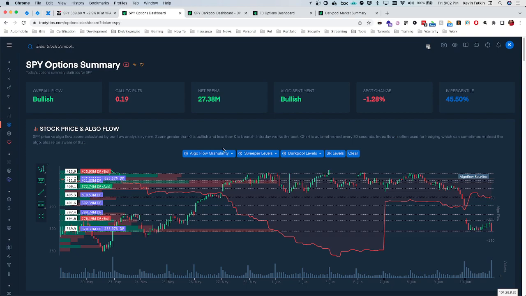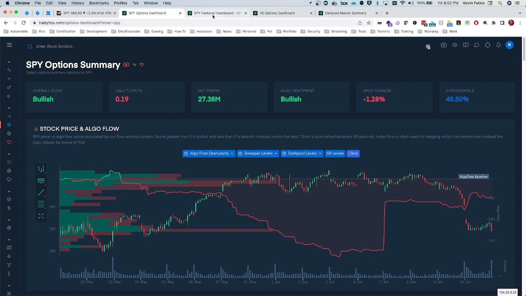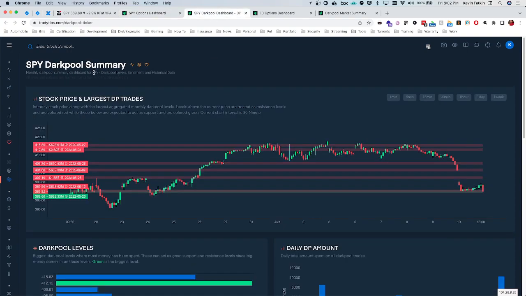And I've been doing a lot of testing with it, and so far it's worked out really well. So this is one place you can get them. The other place you can go to get them is if you scroll down to flow, dark pool, stocks, you can pull up this dark pool dashboard summary.